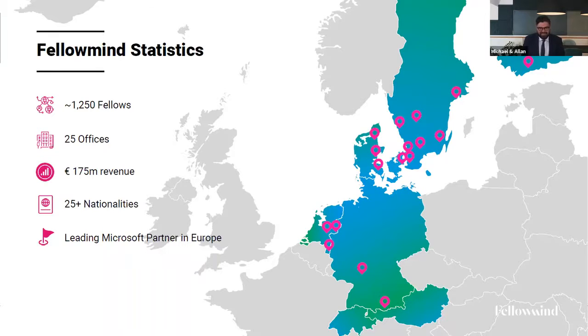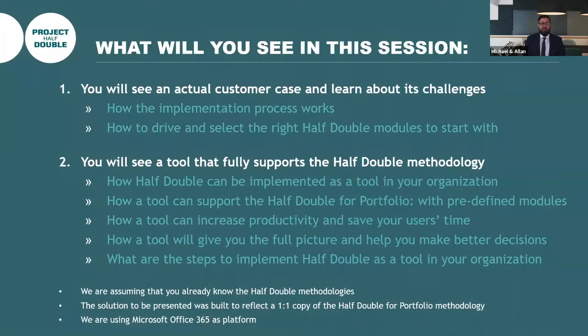So said that, I will jump directly into the tool, but it will give you a little bit of an idea of what you're going to be seeing in this session. We are going to be showing you an actual customer case and show you how you can learn from these challenges. Basically, how the implementation process works, and in combination, also how Half-Double can be slightly adjusted to your needs. You will also see a tool that fully supports the Half-Double methodology for portfolio, which we have built together with Implement, and we are very proud of it.